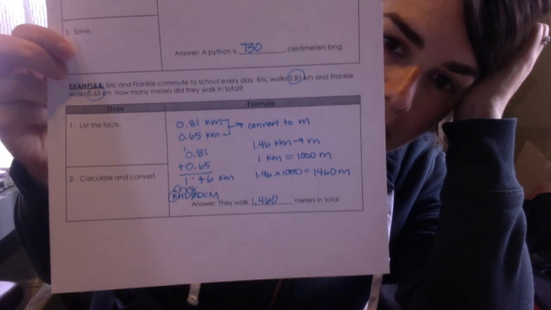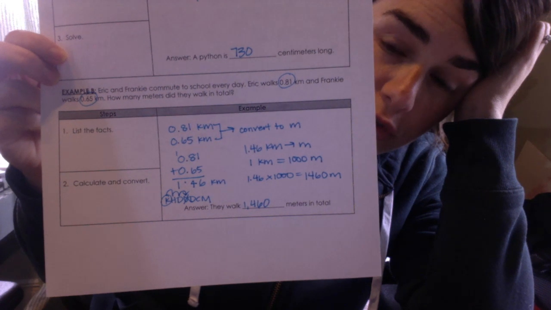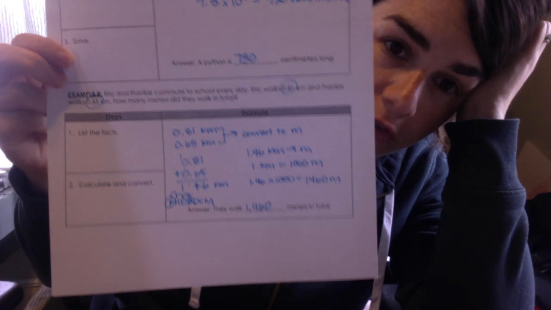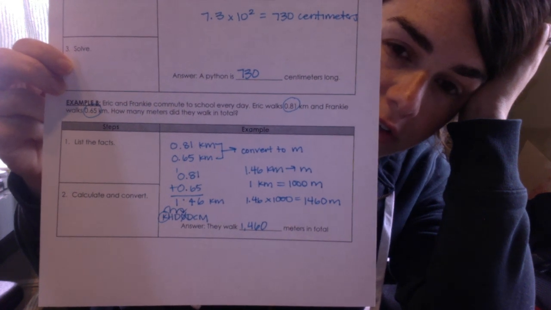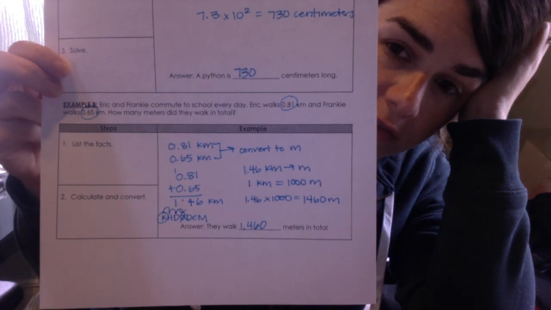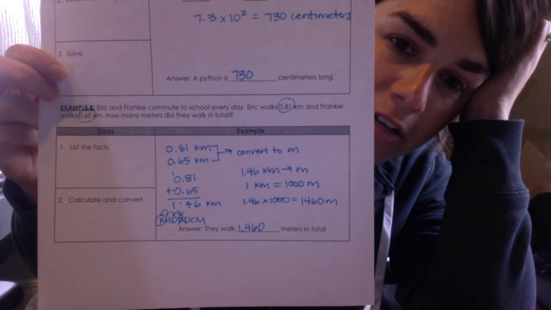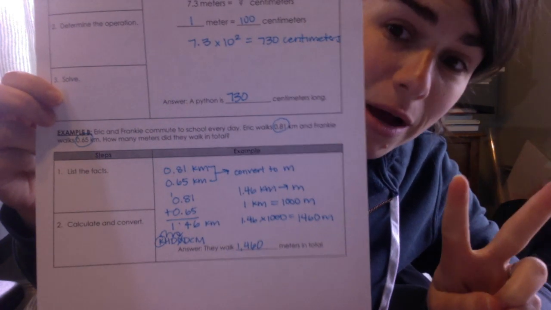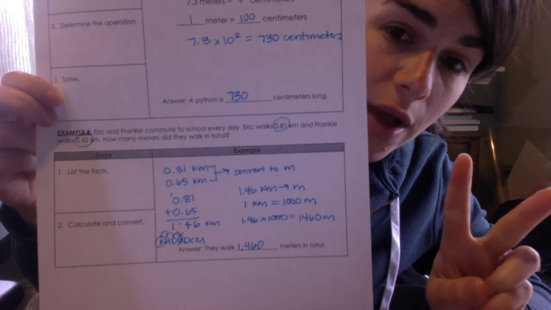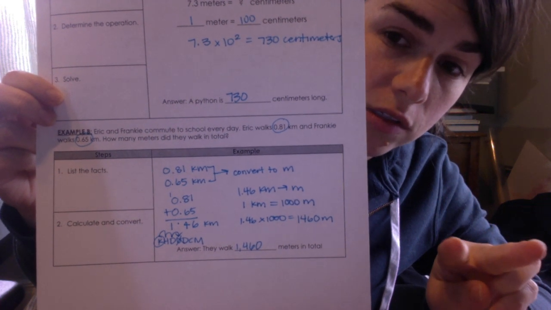The next problem is multi-step, but only just slightly. It's not super tricky, but you do need to notice the units before you solve. So Eric and Frankie commute to school every day. Eric walks 81/100ths kilometers and Frankie walks 65/100ths kilometers. How many meters did they walk in total? So 2 steps. 1, add them up because we're trying to find a total. So add Frankie and Eric's distances.